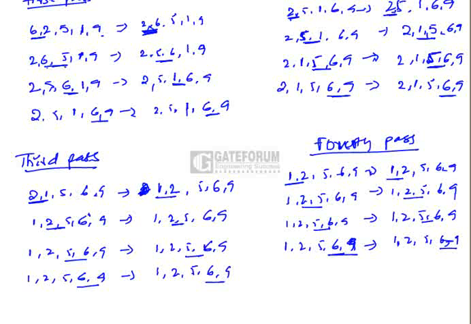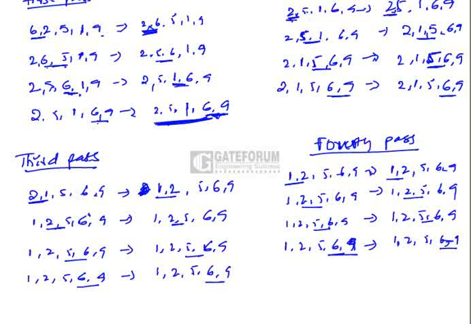Next, second and third elements are compared and here also they are swapped. Next, third and fourth elements are also swapped because 1 is less than 6. And fourth and fifth elements are compared and they are in order, hence they are not swapped. At the end of the first pass, this would be the array and this would become the input for the second pass.